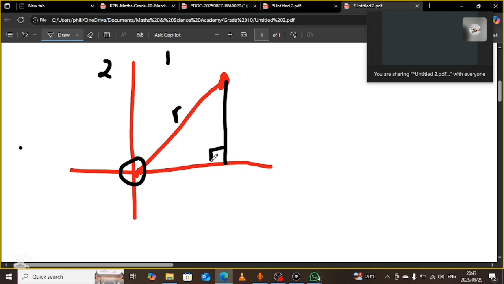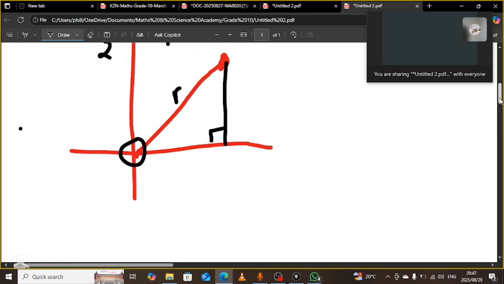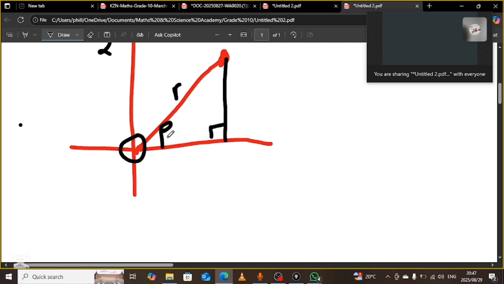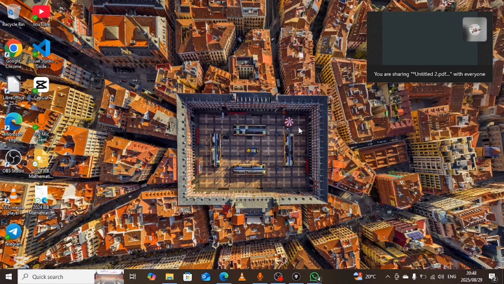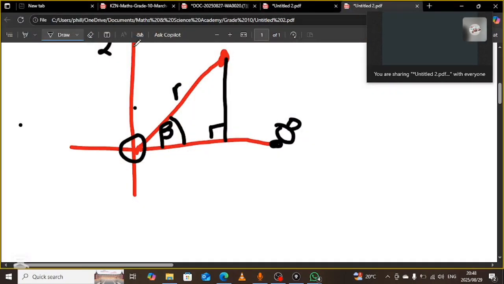After drawing this triangle, remember beta is here. Beta is in the first quadrant, right? So why did we draw this line? This line tells us that beta started from 0 degrees. Remember our 0 degrees is here, so beta is moving from 0 degrees to 90 degrees. I hope you understand what I'm trying to tell you. Remember 90 degrees is somewhere here.